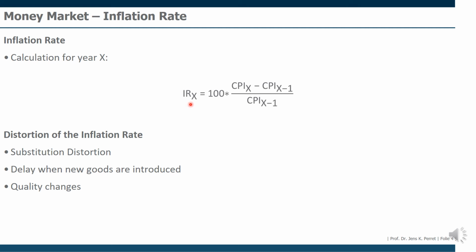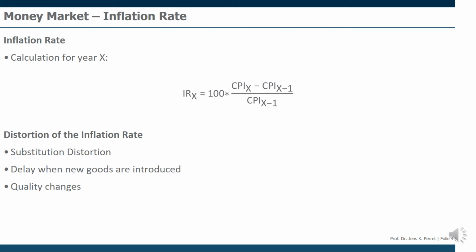This is also one of the reasons why, for example, the ECB says we aim for an inflation rate of a little bit below 2%, because they assume that if they go for 2%, the real exchange rate will actually be relatively close to zero. Okay, so much for problems in calculating the inflation rate.